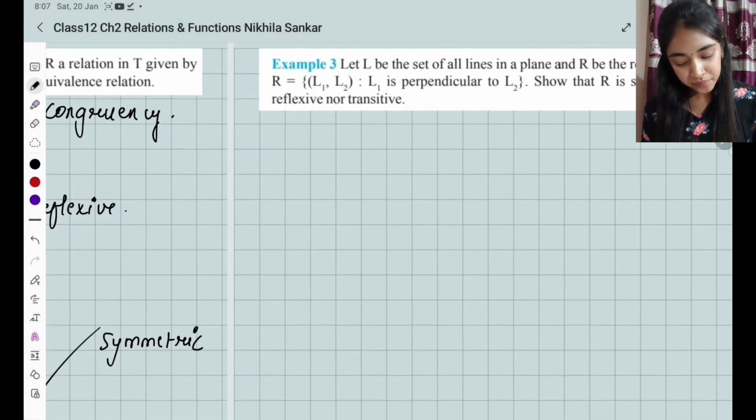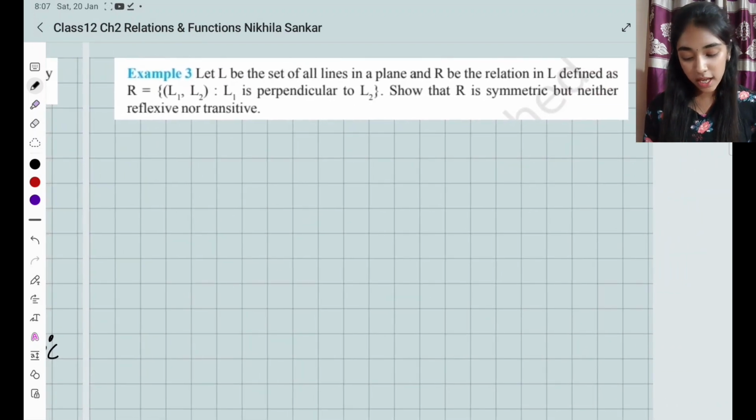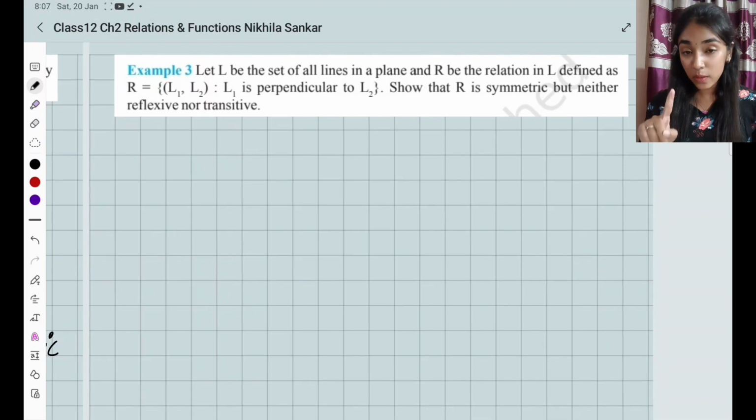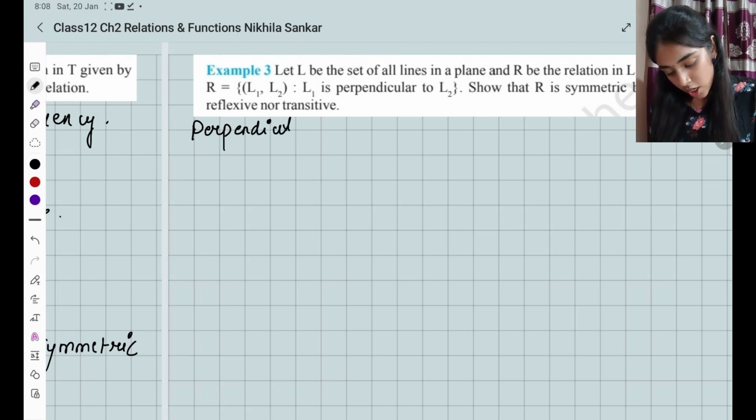Example 3. Let L be the set of all lines in a plane and R be the relation defined as L1, L2 where L1 is perpendicular to L2. இப்போ இந்த இடத்துல concept என்ன? We are talking about perpendicularity. Okay? So that is going to be the concept.